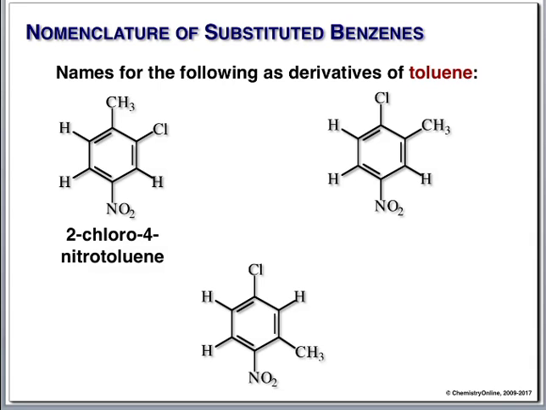Here we have our methyl, chloro, and nitro. This is going to be carbon 1 because it's a toluene. So it's going to be a 2-chloro, 5-nitro. We're going this way because 1-2 is our lowest number sequence at our first point of difference.